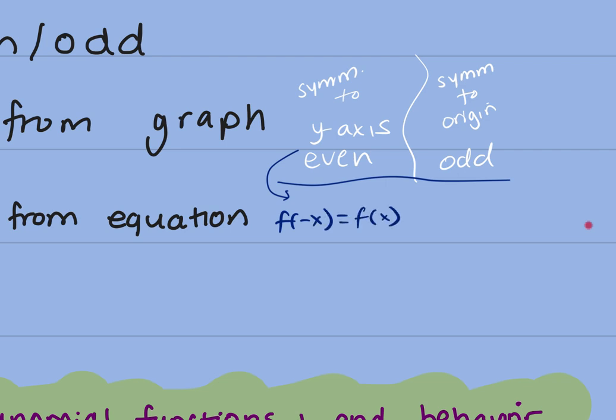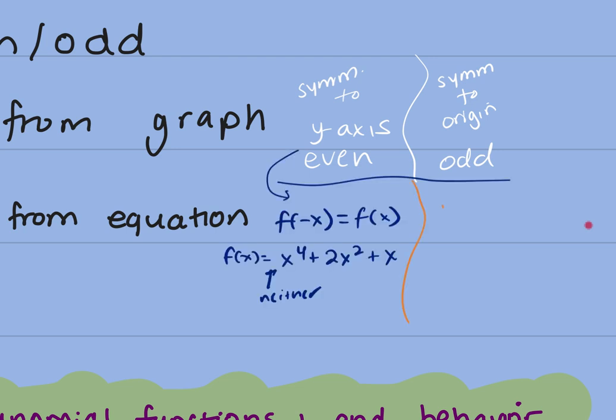And it happens with things that are even powered, okay? But not everything that has an even power is going to be even. If it says f of x equals x to the 4th plus 2x squared plus x, that's not even. Because the negative would go away in the x to the 4th, it would go away with the x to the 2nd, but it would stay with the x to the 1st. So this is neither. So be careful. It's not every time there's an even. It's if the only exponents that are there are even.